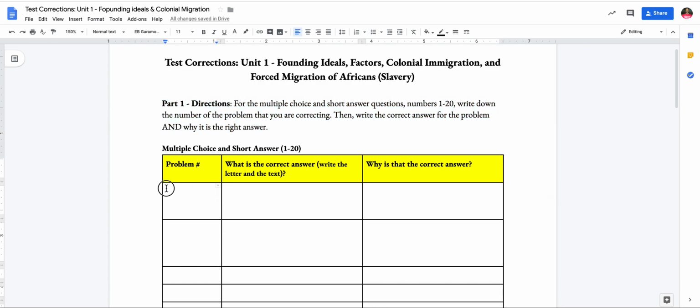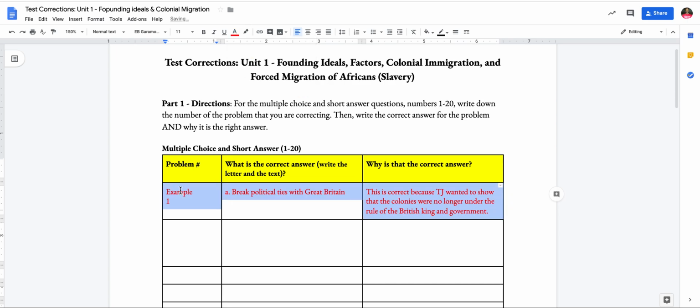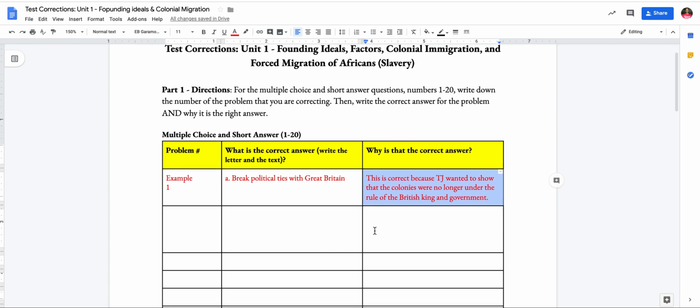So for this one, example number 1. And the question for number 1 is, what was the purpose of the Declaration of Independence? Let's say I put D, protect citizens from the government. That is incorrect, but the correct answer is A, break political ties with Great Britain. And I know that this is correct because Thomas Jefferson wanted to show that the colonies were no longer under the rule of the British king and government.